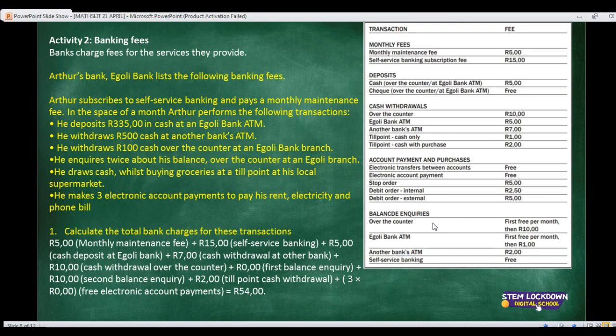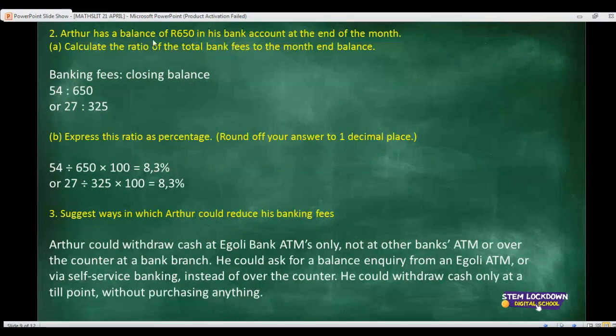And then next question is, Arthur has a balance of 650 rands in his bank account at the end of the month. A. Calculate the ratio of the total bank fees to the month-end balance. So we are told here, he has a total of 650 rands in his bank account at the end of the month. We are now doing a ratio of the total bank fees to the month-end balance.